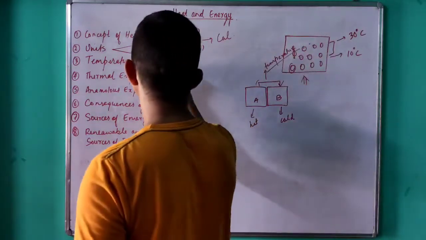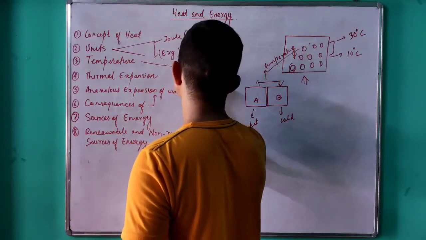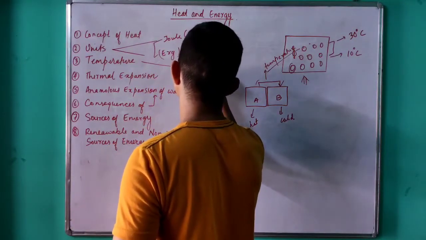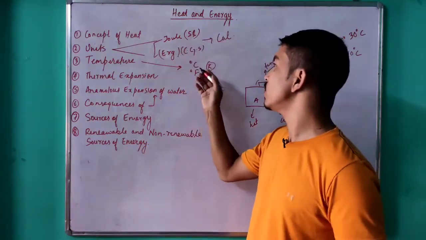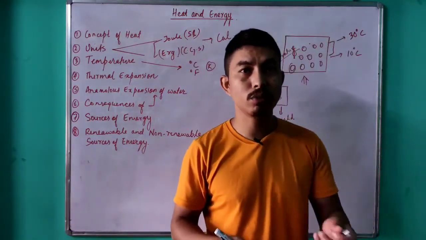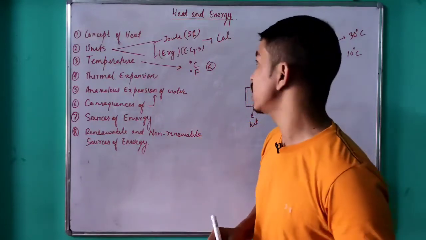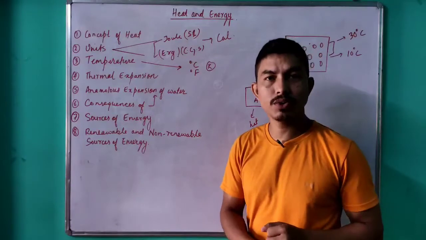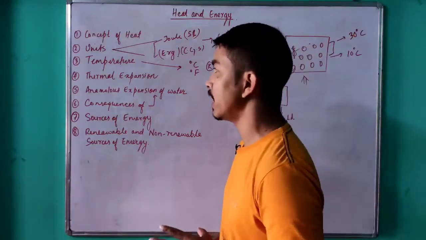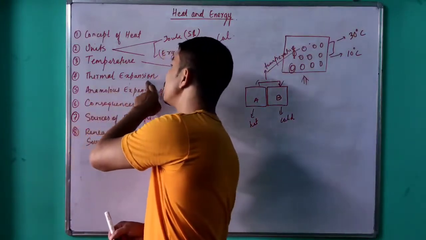Now there are 3 units to measure the temperature. The first one is the degree centigrade, the second one is the degree Fahrenheit, and the third one is the Kelvin. We have already learned the conversion of one unit to another in class 8, so you may revise your class 8 book as well. Out of these, the Kelvin is considered to be the SI unit of temperature. So remember that. Now the fourth topic is thermal expansion.